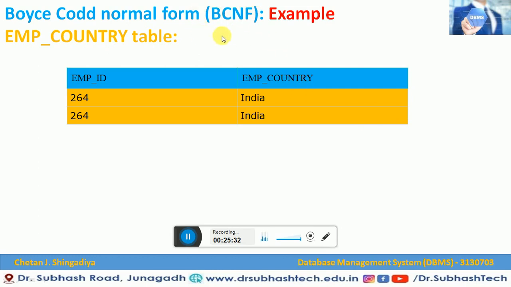What is the meaning of Boyce-Codd normal form? That means if I say X determines Y, and that particular functional dependency exists, and our X is a super key. Now here you can see employee ID determines employee country, so this employee ID is our super key. This rule is satisfied, so we can say that particular table is in BCNF.